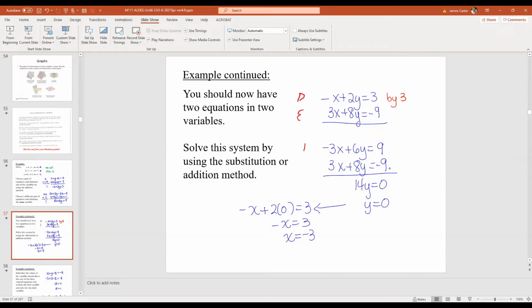This one is still D times 3. And this one is still E, which we're just bringing down. Okay, and now our 3x's eliminate, gives us 14y. Those are opposites, that gives us 0. Divide both sides by 14, we get y equals 0. So now we've got our first answer. This is our first answer.